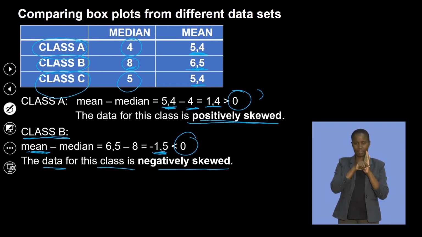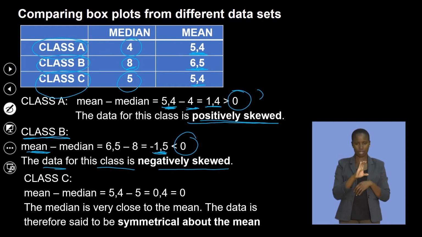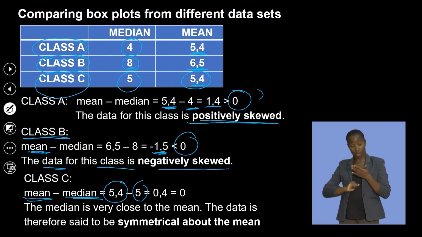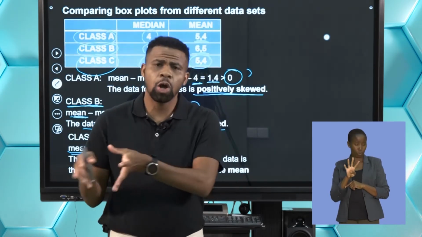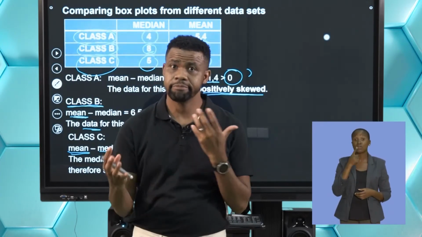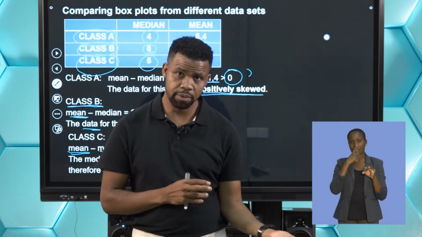And what about class C? Class C, mean minus median, which is the mean for class C, average is 5.4, the median was 5. If we minus them, we get 0.4, and 0.4 is close to 0. Then we can conclude that our data is symmetrical. Okay, hope it makes sense, guys.